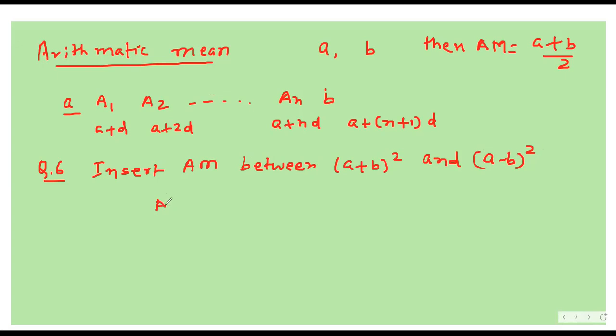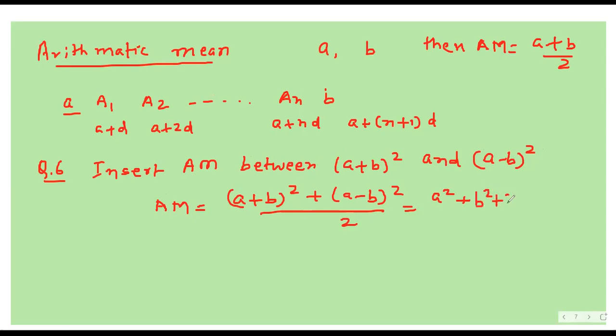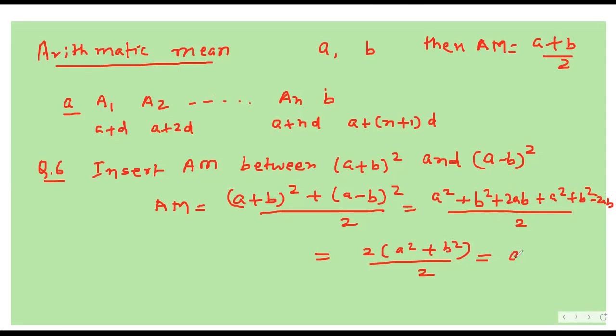So the AM between two numbers is the average of the two. So it will be a plus b whole square plus a minus b whole square divided by 2. If we open the brackets, we get a square plus b square plus 2ab plus a square plus b square minus 2ab, whole divided by 2, from where we will get twice of a square plus b square divided by 2, which gives a square plus b square.